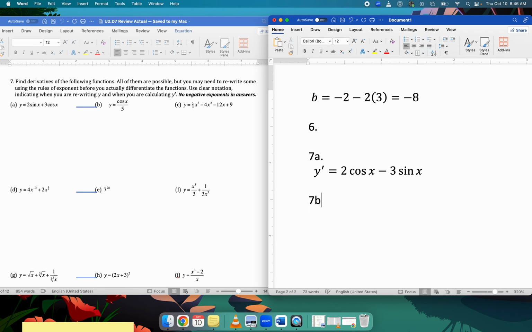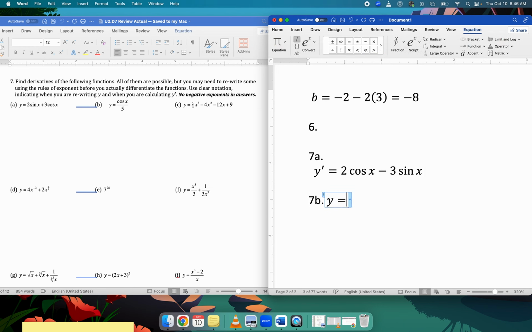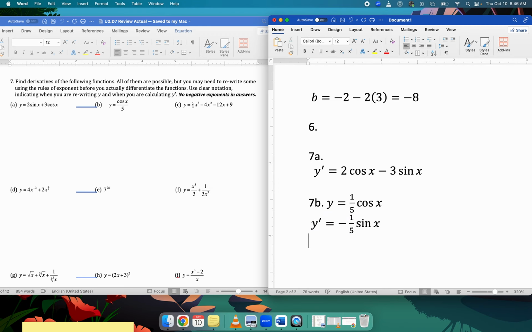Cool. 7b. I would rewrite that as 1/5 cosine x, right? Notice that's y, right? I haven't taken the derivative yet. I just rewrote it, so that's y. I'm calling it y. But in the next step, I'm going to take the derivative. That's why it gets a y prime. So that's going to be -1/5 sine x.